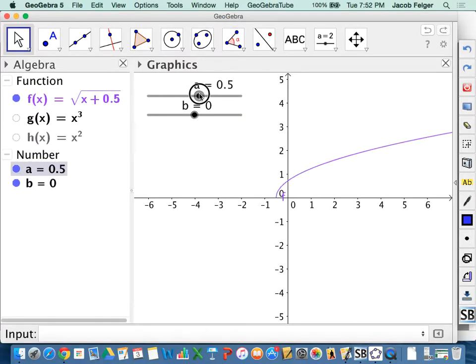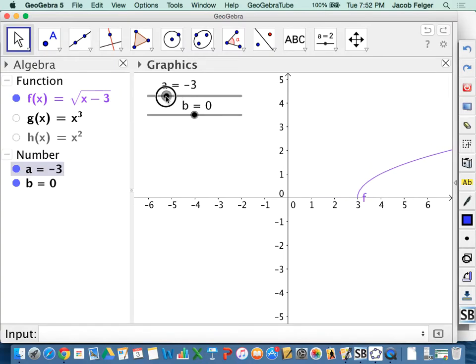And then again, if I slide my a value, it's going to move it this way. So let's put it at x minus 3. Again, that means that if I put in a 3, I'm really starting at 0. If I put in a 4, I've now got the square root of 1, which is here. Now I'm going to, at the end of the function, add some value to whatever I get from my answer.